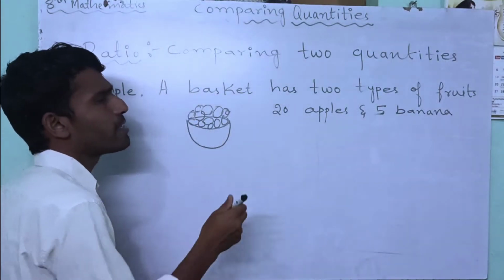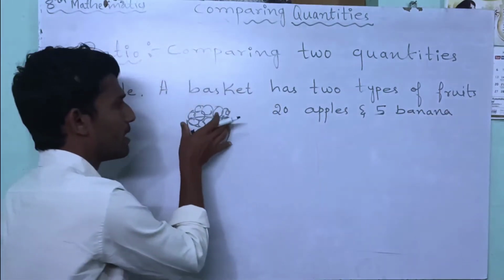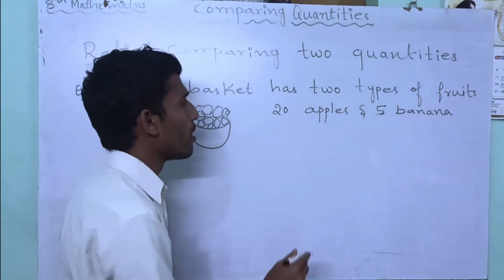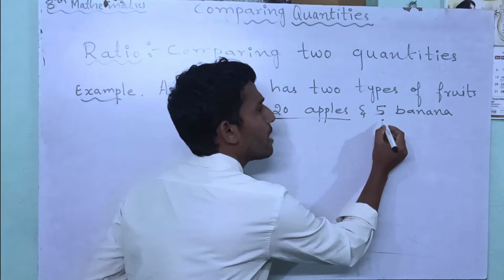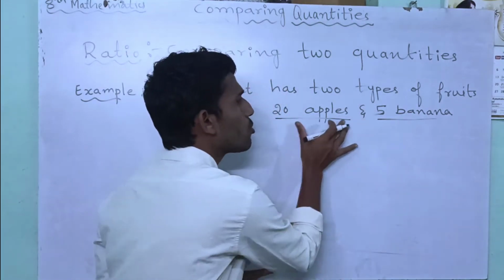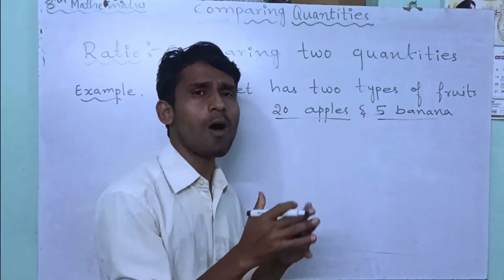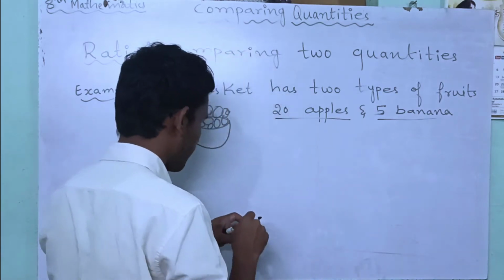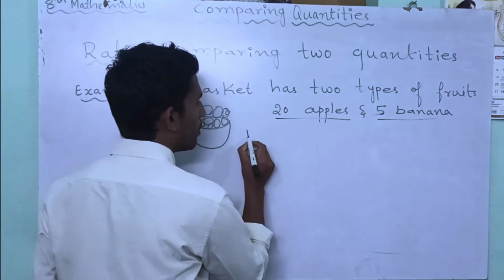A basket has two types of fruits. This is the basket, and it has two types of fruit: 20 apples and 5 bananas. We have to compare these two fruits. How can we compare these two fruits? Let us see how we can compare.